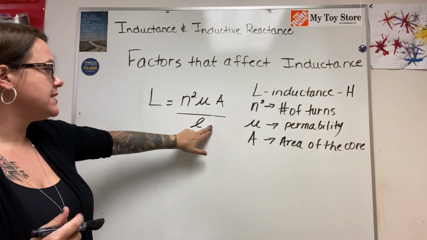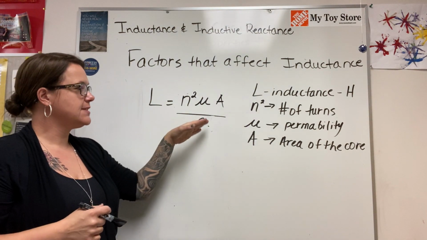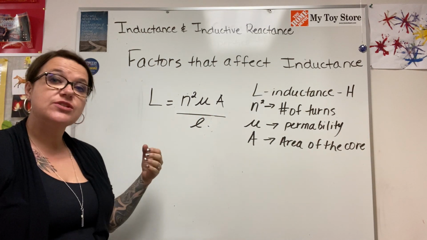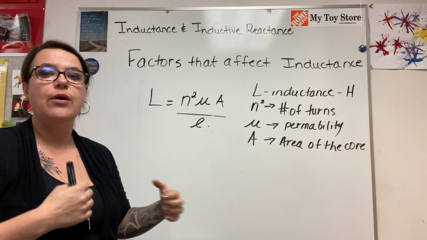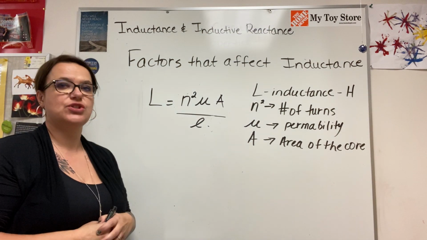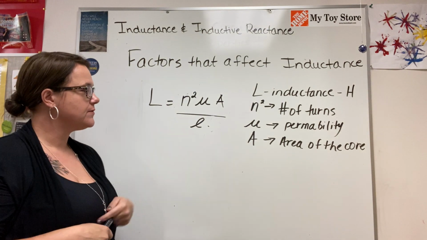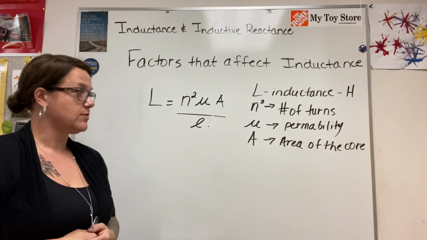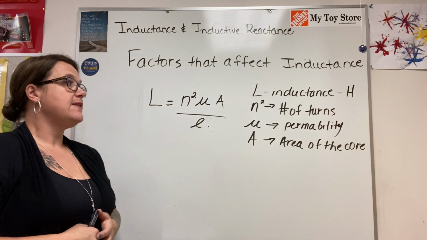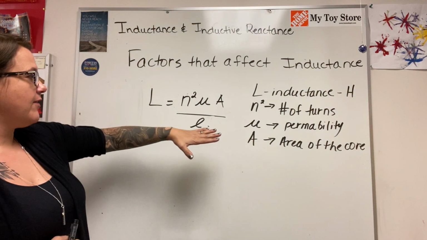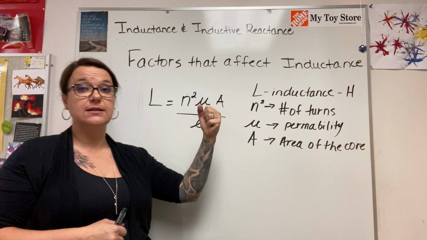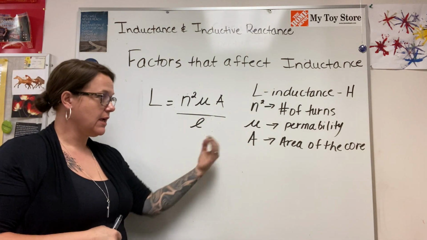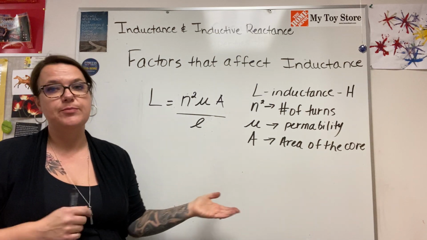If you recognize the formula, L equals number of turns squared times permeability times area divided by linkage path, you can answer a lot of questions in regards to how an inductor is going to react in a circuit. Okay, so if I increase the number of turns, inductance goes up. If I increase the permeability, inductance goes up. If I increase the area, inductance goes up. And if I increase the linkage path, my inductance goes down. So it's important that you understand and recognize this formula and are able to manipulate it.